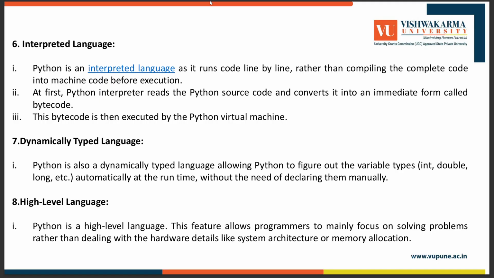Sixth, interpreted language. Python is an interpreted language as it runs code line by line rather than compiling the complete code into machine code before execution. At first, the Python interpreter reads the Python source code and converts it into an intermediate form called bytecode. This bytecode is then executed by the Python virtual machine.